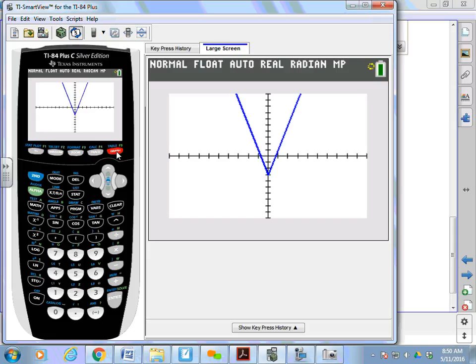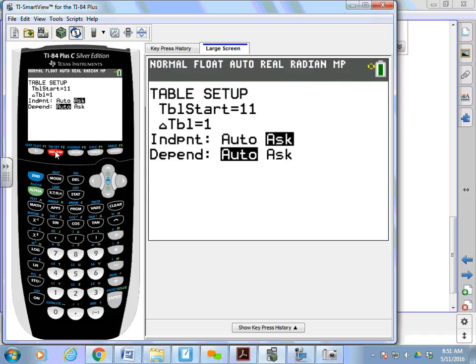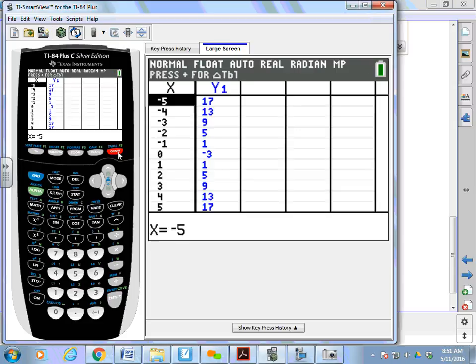All right, so here's the graph. The vertex is at 0, negative 3. And this was pretty steep, isn't it? So let's see, I need another point. Where can I find some other points? The table. All right, so let's go to the table. Oh, I need to change my table. Negative 5. All right, so here's my table.